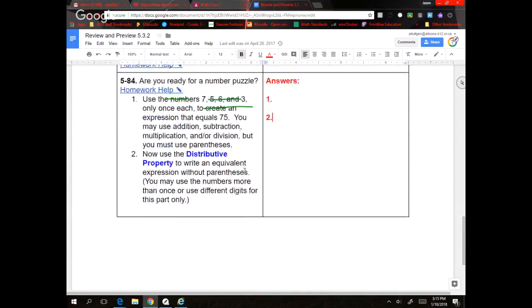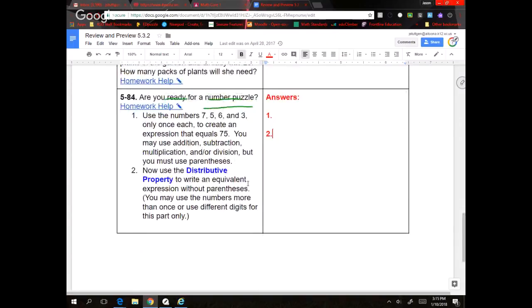Last problem. This one is nothing more than a challenge problem. It is a problem-solving type of problem. You needed to use these 4 numbers to equal 75 somehow. This is like number jumbler. This one I'm actually not going to show you how to do. I want you to try to figure out on your own. Since it is like number jumbler, we do these quite often. That is homework 5.3.2.